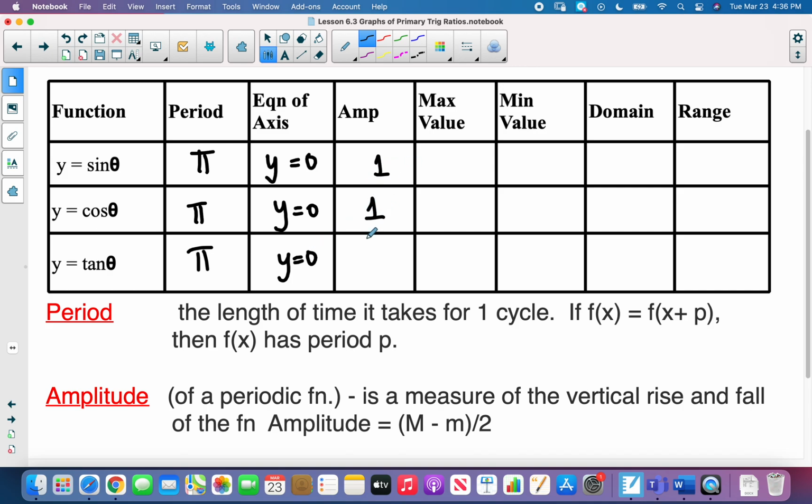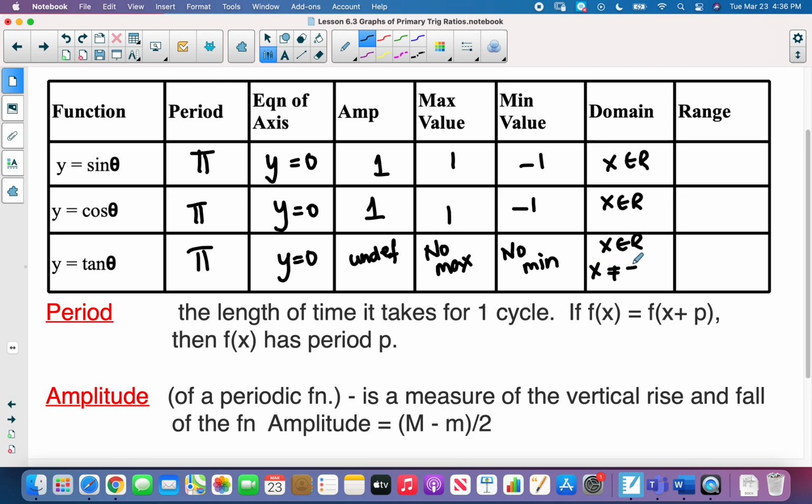Amplitude is 1, and there is no amplitude, it's undefined for tan theta. Maximum value is 1. Tan theta has no maximum value. Minimum value is -1, and there is no minimum for tan of theta. The domain is x is a real number for both of them. And even for tan, but there are some values it cannot have. For example, x cannot be equal to plus or minus pi over 2, plus or minus 3 pi over 2, then plus or minus 5 pi over 2, and so on.